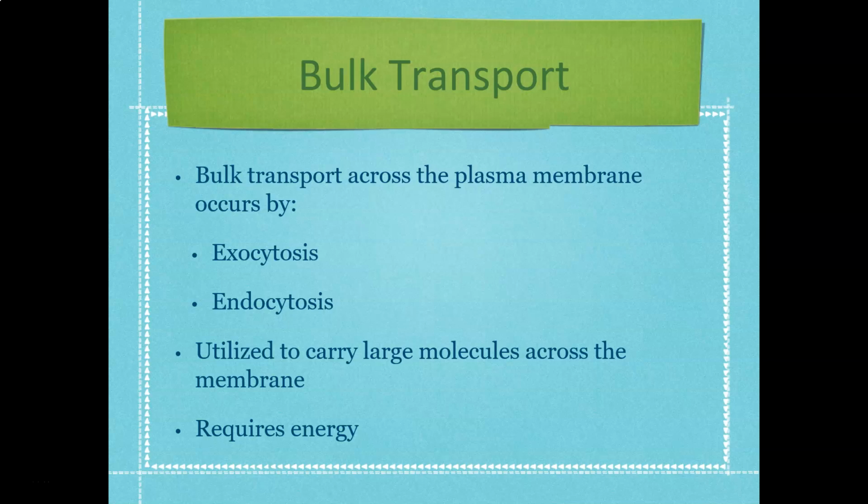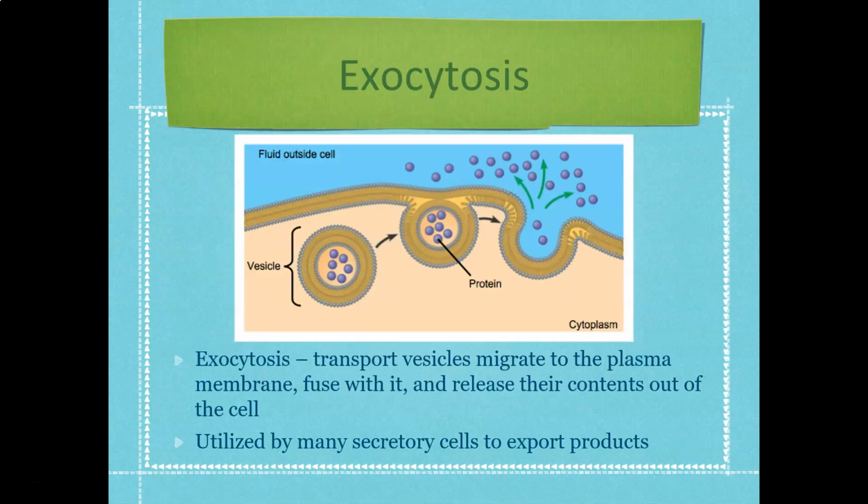So the only reason we throw bulk transport here into active transport is because I need the energy in order to make the vesicles that are going to get produced to bring these large particles in or out for that matter. So we talk exocytosis versus endocytosis, and if you know your prefixes, then you should know which is which. So exocytosis, this is something that the cell has produced, whether it's a waste product or a hormone or something else that needs to be used somewhere else in the body.